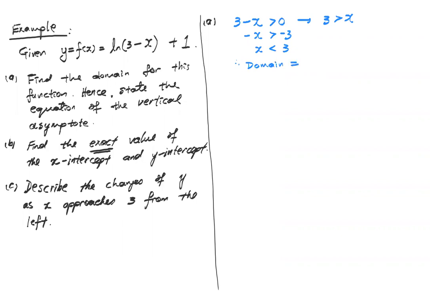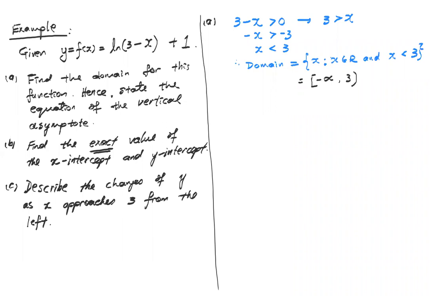is equal to the set of x, where x is a member of the real numbers and x is less than 3. If I don't want to write it this way, still remember there's another way of writing it: negative infinity, comma, 3, where the 3 has a curved bracket.